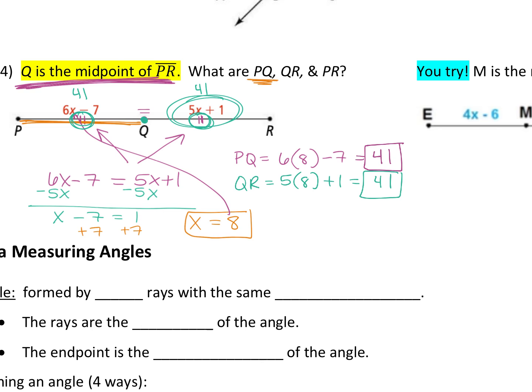Okay, so if we're still trying to find PR, what is PR going to be? Is it also 41? It's not 41. It's 82. Yes, 41 and 41 makes the whole thing, right? So 41 plus 41 is 82. Wonderful job.